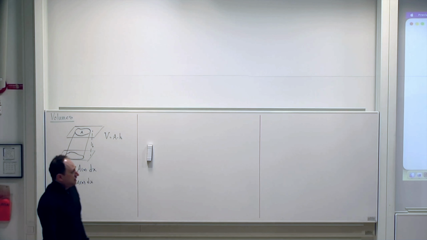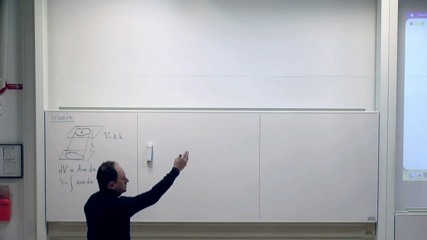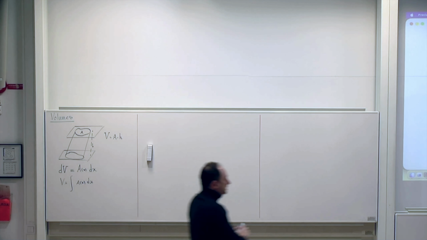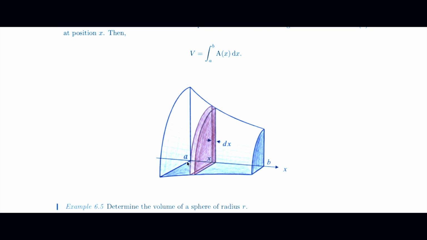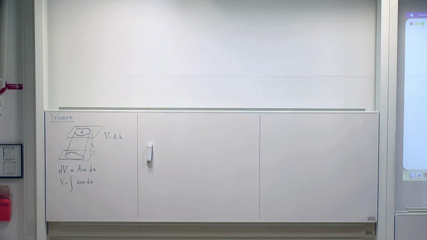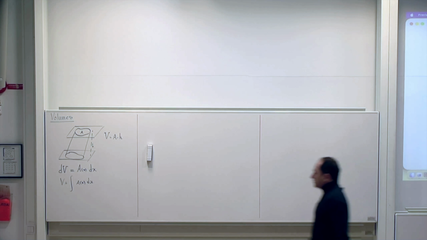Of course here you see that it is from a to b, because I have mentioned that this point on the x-axis is a. This is the smallest x, and this is the largest x. So I have to add them up between a and b. So this is your volume.